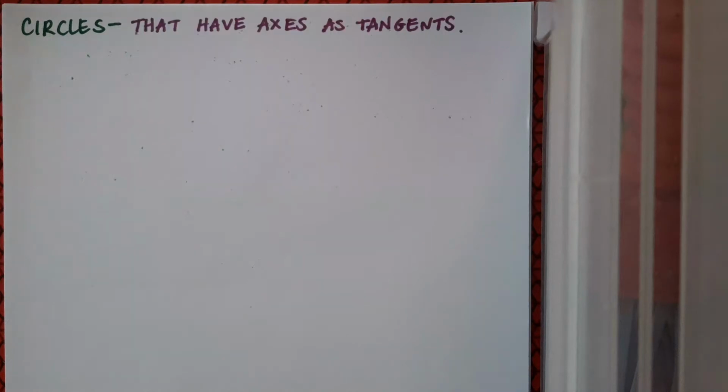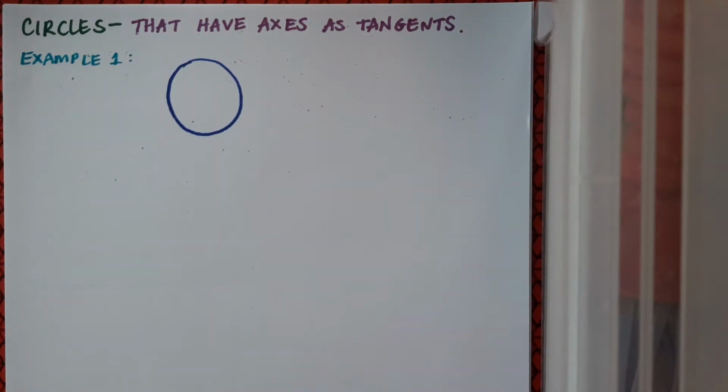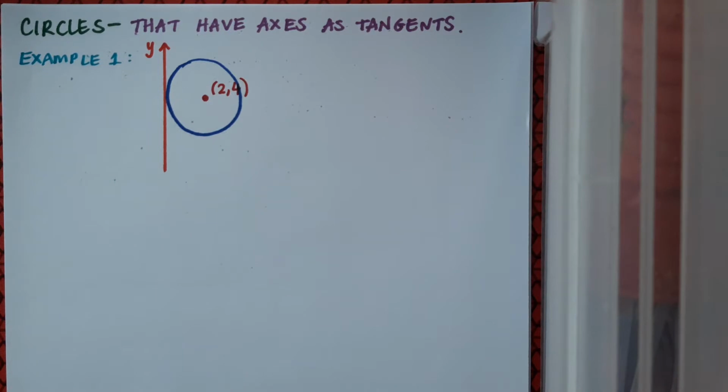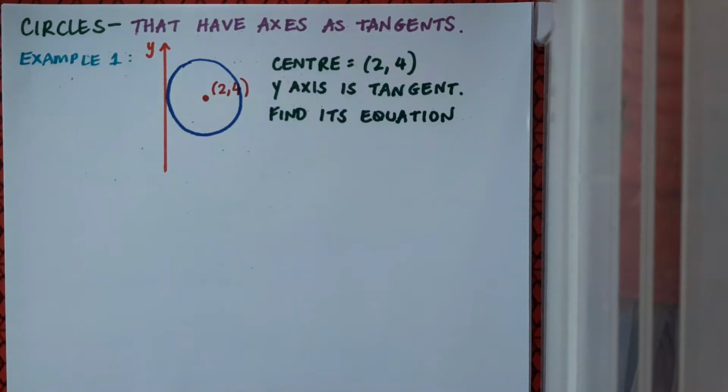This video on circles is about circles that have axes as tangents. Let's start with a simple example. In this example, I have a circle with a centre at (2, 4), and which has the y-axis as a tangent, and I want to find its equation. If I have the centre, all I really need to get is the radius.